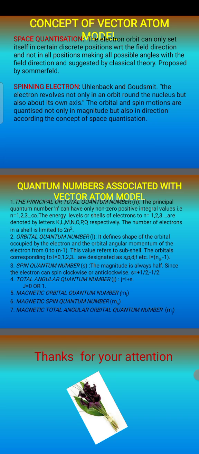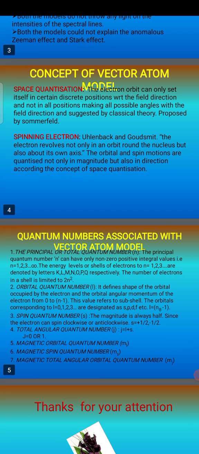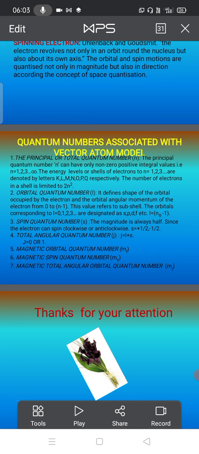So next one, the magnetic spin quantum number m s. The value of m s varies from minus s to plus s excluding 0. Thus for each value of s, m s can have only two values, plus 1 by 2 and minus 1 by 2. Last one, the magnetic total angular quantum number m j. The value of m j varies from plus j to minus j excluding 0, and it possesses only half integral values. This explains the splitting of spectral lines in a strong magnetic field.